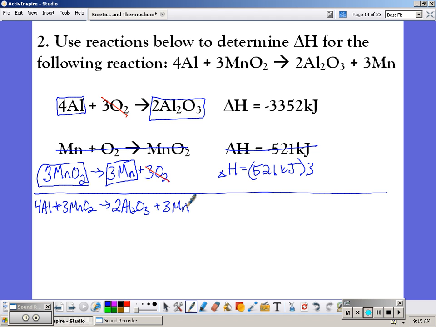So now I'm just going to take my delta H values and add them together. And so my heat of reaction is negative 1789 kilojoules.